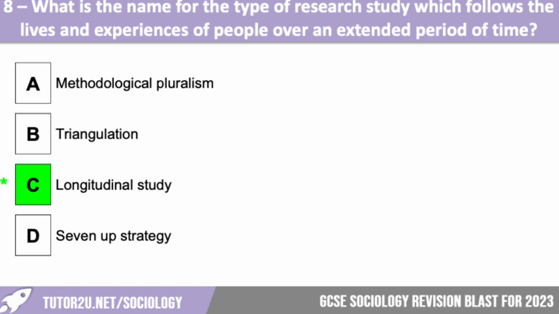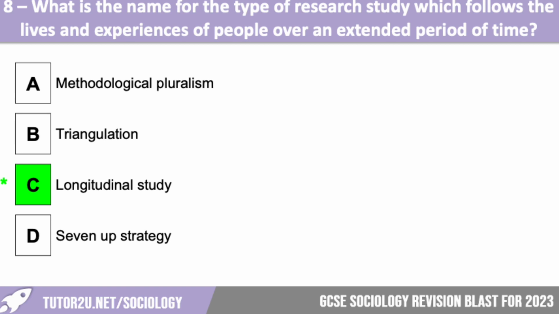Now, a really good example of it is the 7-Up study, which has featured on TV every 7 years, that follows a group of people, the same people, from their 7th birthdays to 14 to 21, etc. It looks at how their lives have changed.